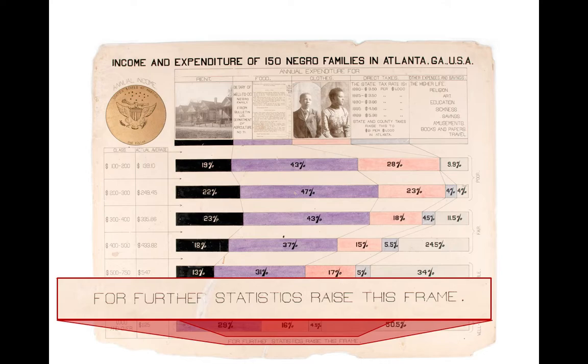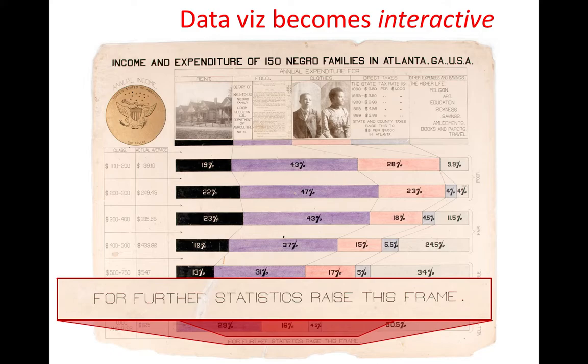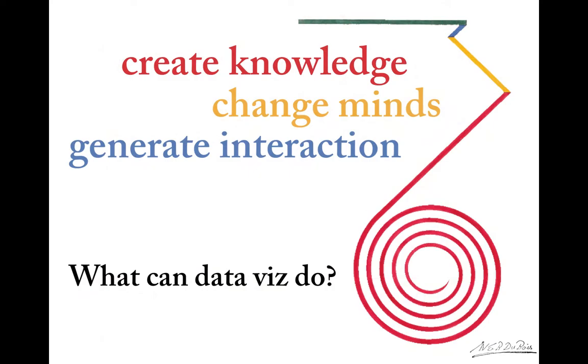Data visualization specialist Jason Forrest has called this perhaps the first interactive prompt. This is an early example of data viz that makes you interact with it, that pulls the viewer in and gets them exploring the data on their own. This is the power of data viz. So there you have 3 classic examples from history of how data viz can create knowledge, change minds, and generate interaction.